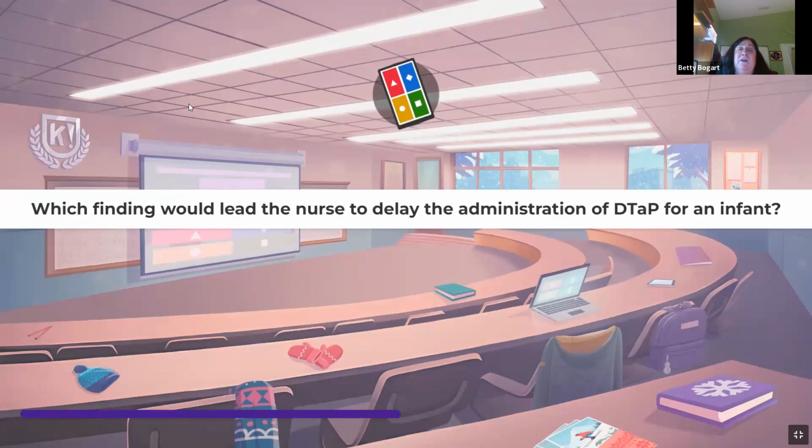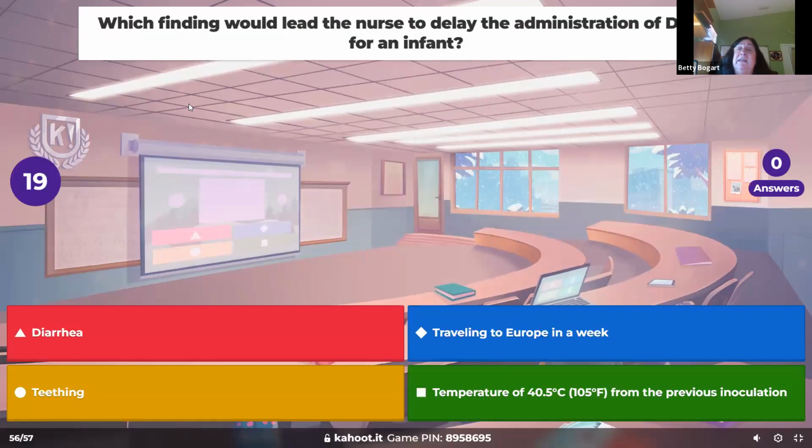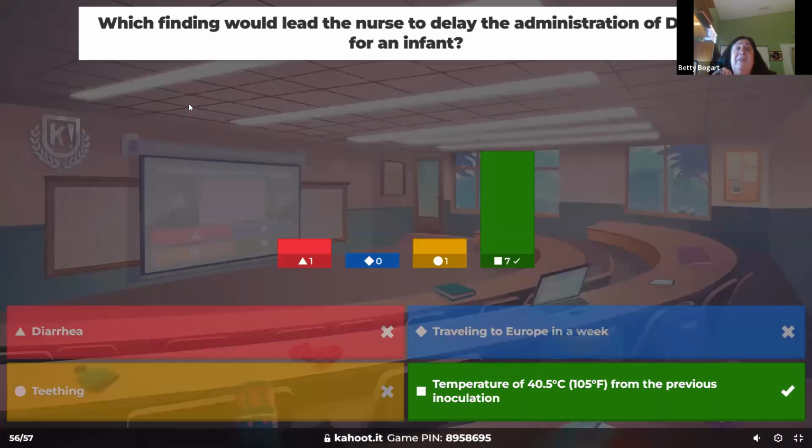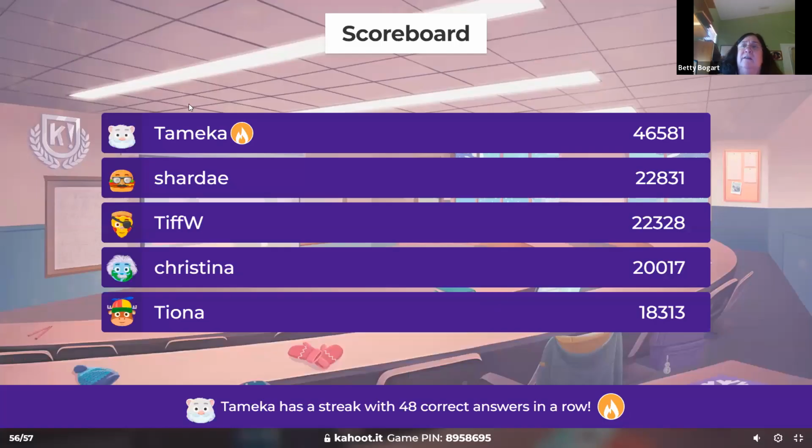Which finding would lead the nurse to delay the administration of the DTaP for an infant? So you're trying to get an immunization. You know, we give that at 2, 4, 6 months. When would you not give it? You delay it. That's why a lot of these children, you know, are delayed on their immunizations. If they have a fever, if they're sick, that's when you're not going to give it. They have to be healthy to get an immunization because you're literally giving a little bit of that disease to the child so the body can build up immunization against it.